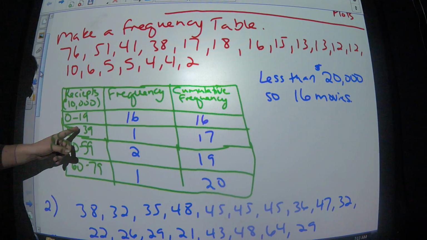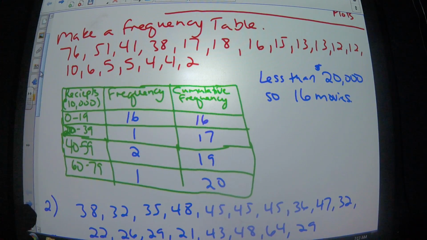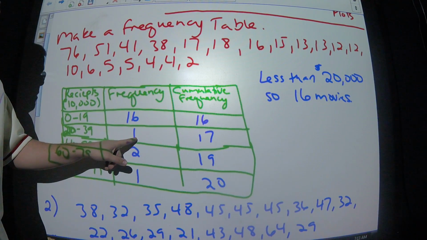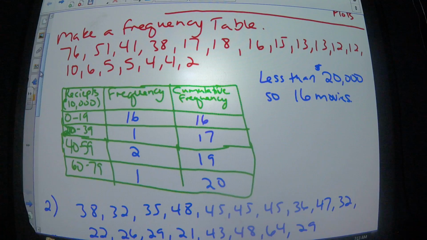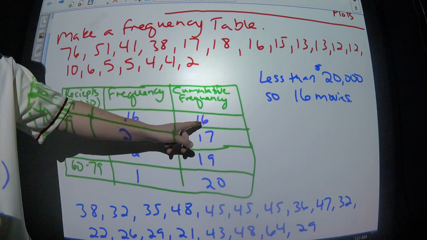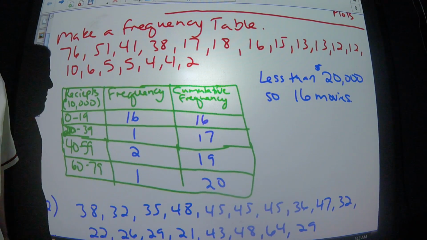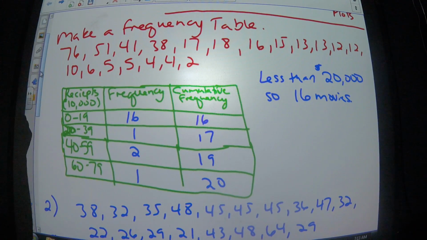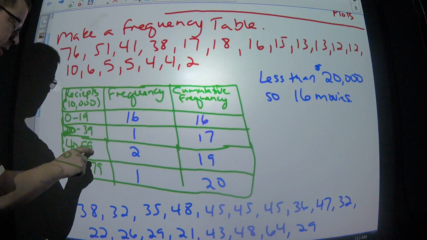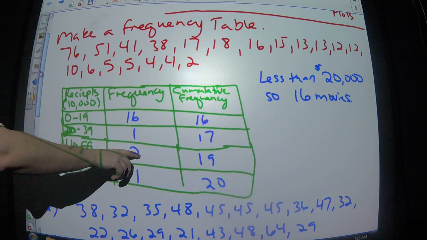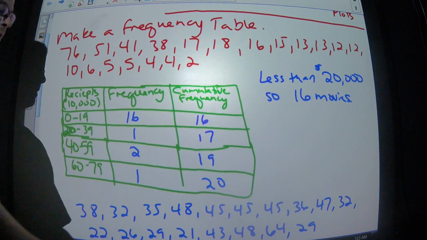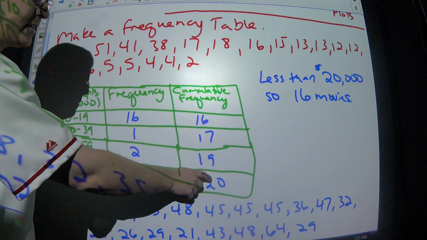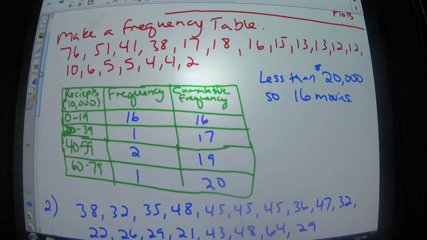Then you would count your 20 to 39,000s. I only have one 20 to 39,000, so I'd put 1 under frequency. But then I would add 1 to 16 to make it 17 for my cumulative. Cumulative is the adding up as you go. Then 40 to 59,000, I had 2. 2 plus 17 gave me the 19. And then 60 to 79,000, I had 1. 19 and 1 gives me 20.